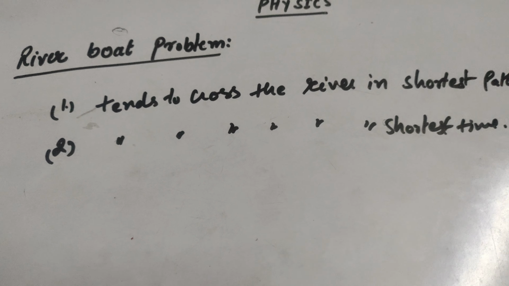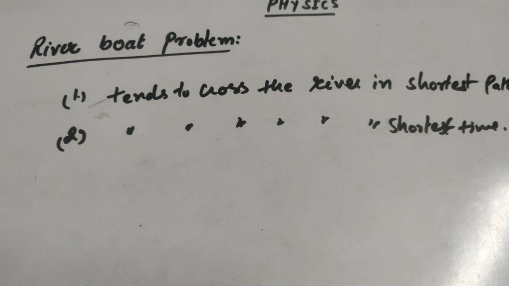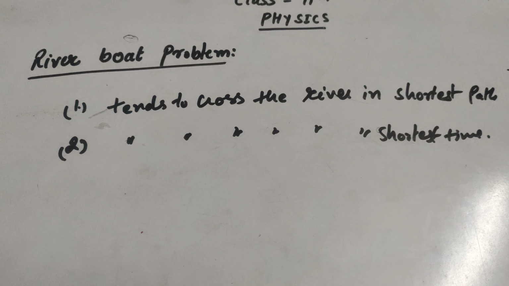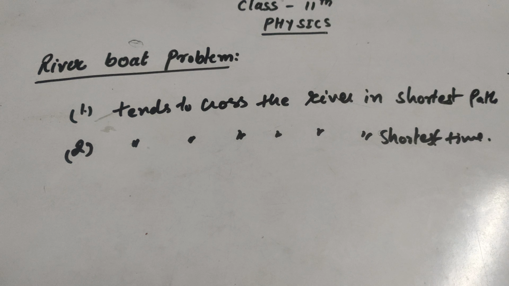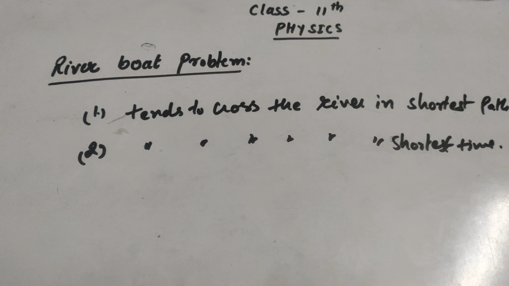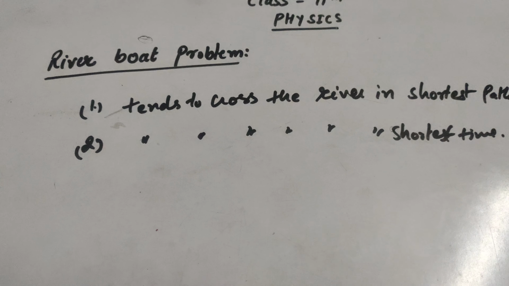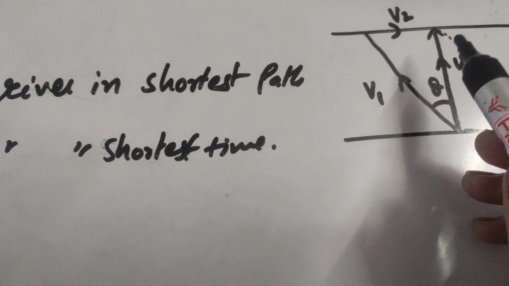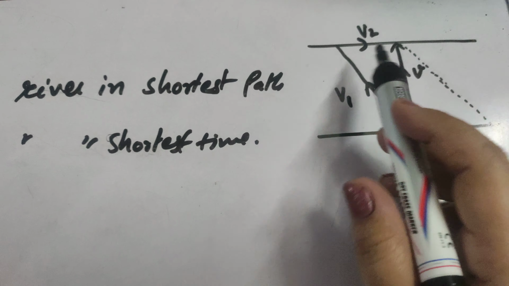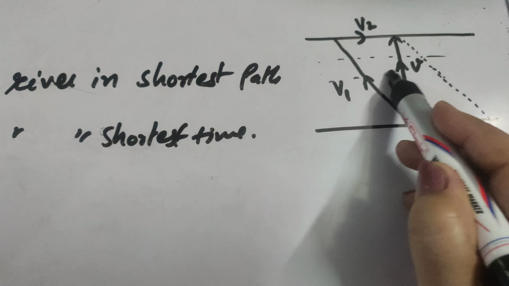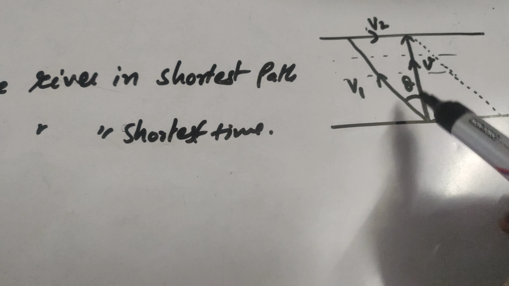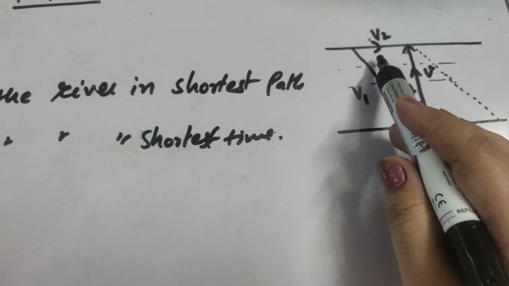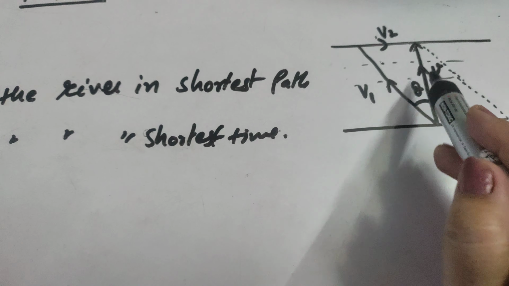We will discuss these two one by one, keeping in mind that the boat will always travel in the direction of the resultant velocity. Effective motion will be along its resultant velocity. Now let us consider the first case, in which we will follow this diagram. Here let the river velocity be v2, and the boat tends to cross by the shortest path. Now the shortest path is this one, but due to the river flow it will tend to go in this direction.